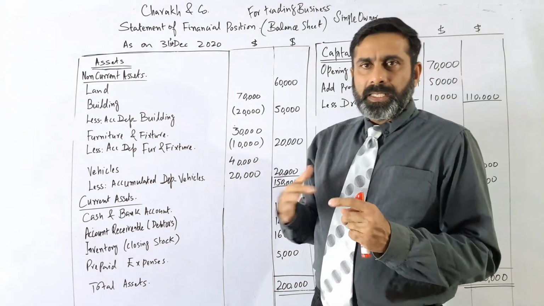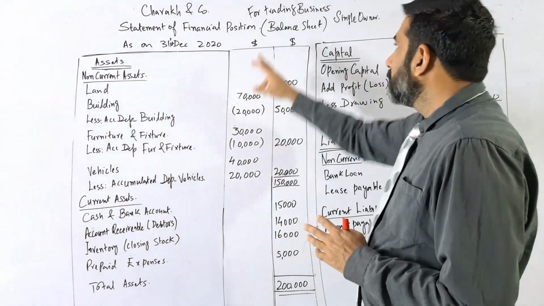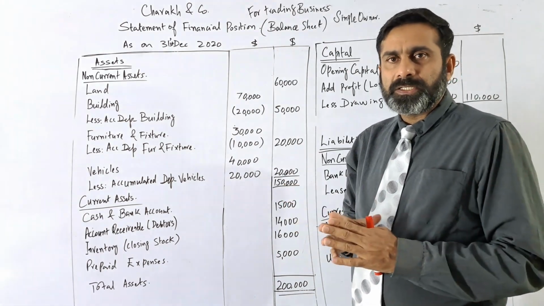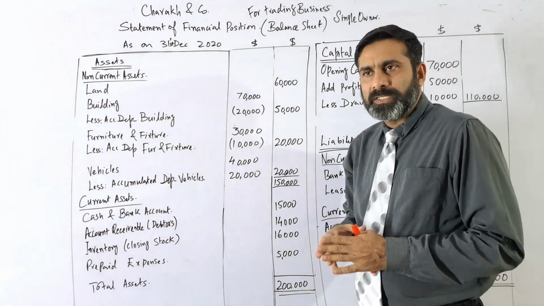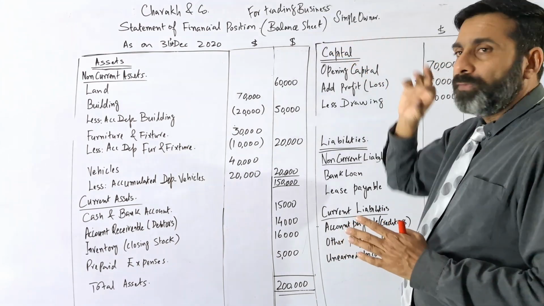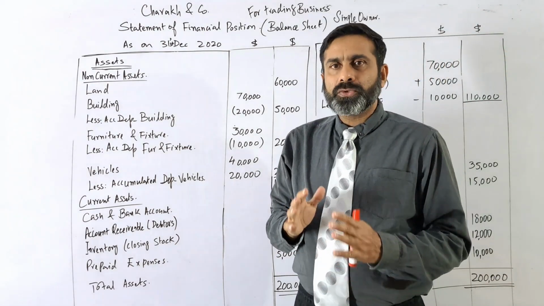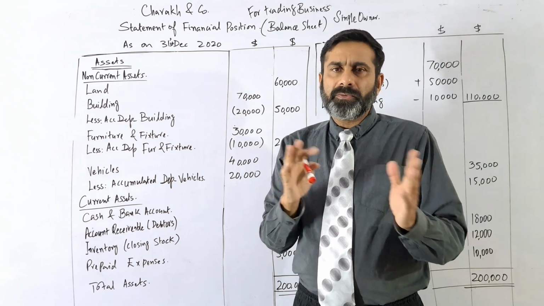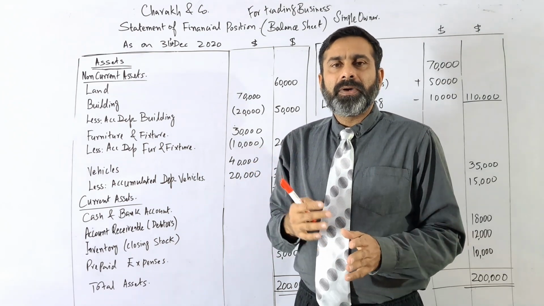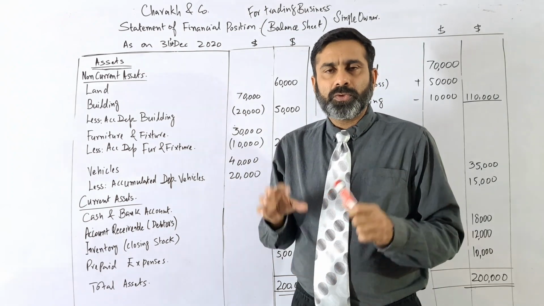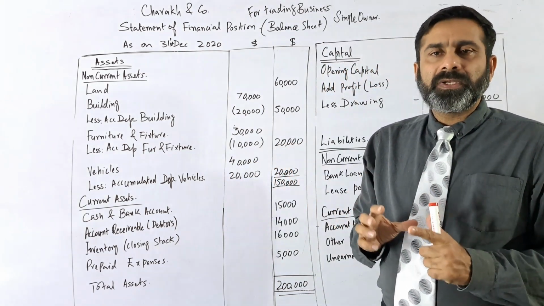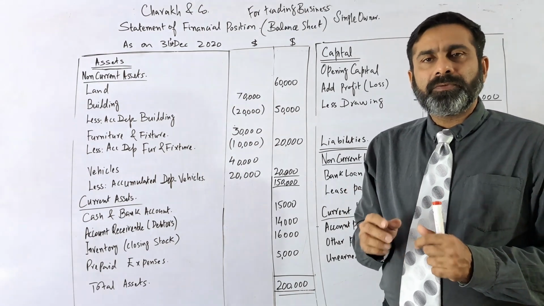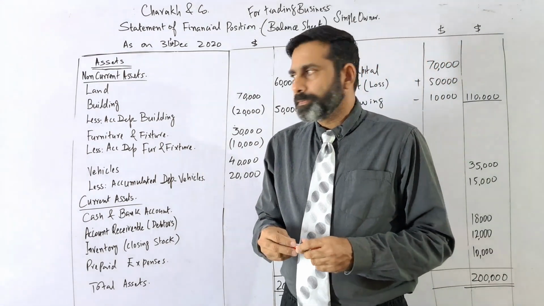Okay. Again, for clarity, this is for the trading business, the trading business financial statement, and this is again for the single owner, meaning the sole proprietor, not for partnerships, not for companies, because the format is a little bit different for companies and for partnerships. So we are considering the very basic, very simple statement of financial position for the single owner and for trading businesses.